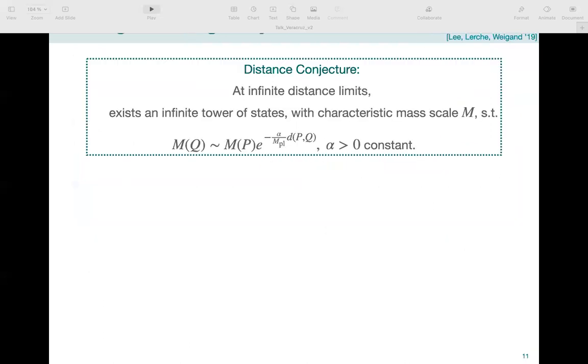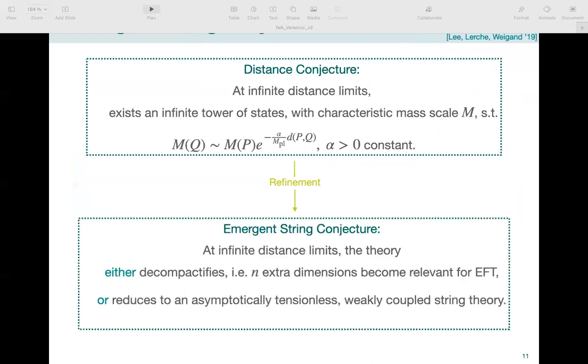Okay, and this is an example of a conjecture that can be, let's say, refined. Here we are being a bit agnostic about what the nature of this tower is. We don't know where these are coming from. And this has been refined into the so-called emergent string conjecture. The idea is that the nature of these infinite distance limits is dual.